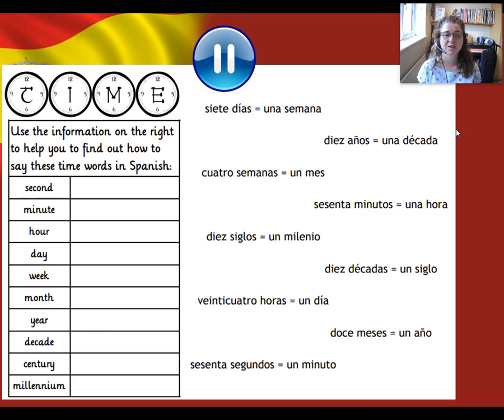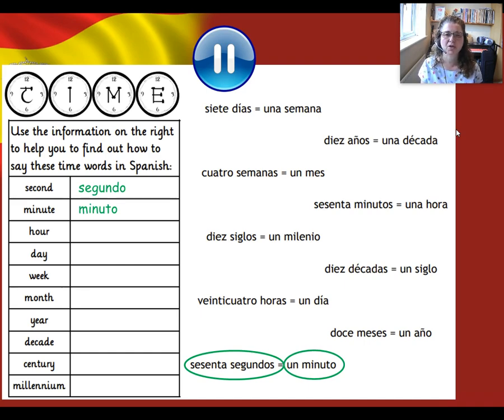Do you think you've worked it out? Let's have a look and see. So, firstly, then, the word for a second. Do you think you found that? The word for second is segundo. And if you look at the bottom there, it says 60 segundos, 60 seconds. And I bet you found the word for a minute. It's minuto, because 60 seconds make 1 minute.